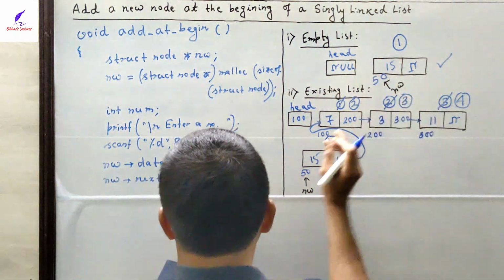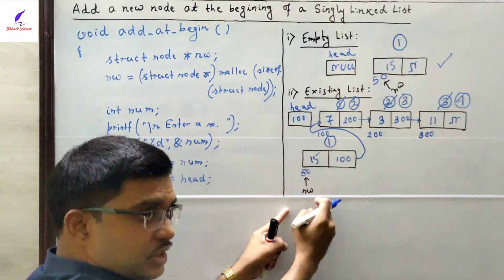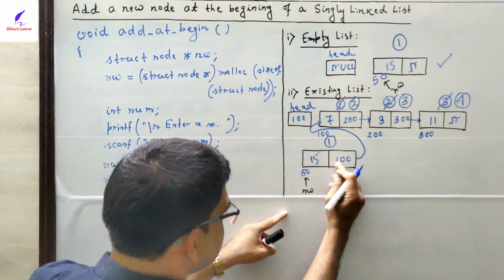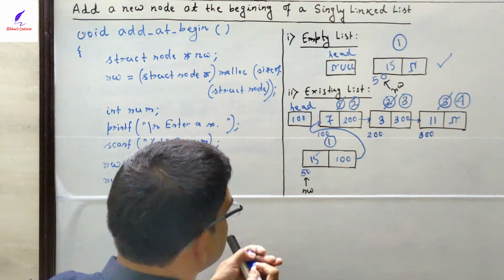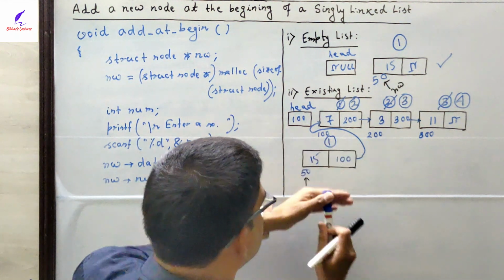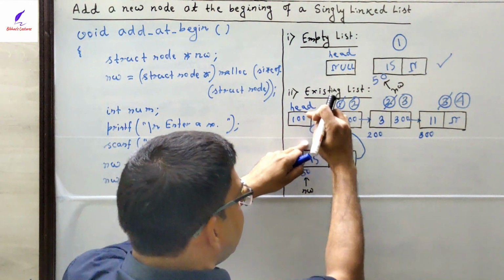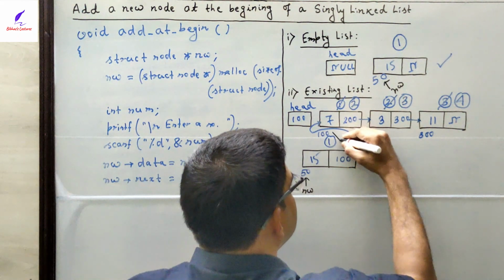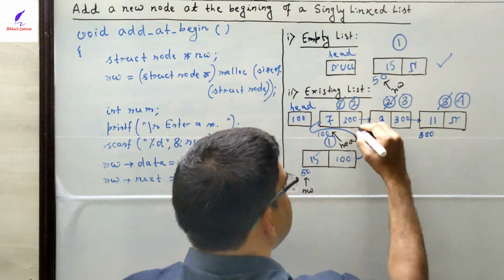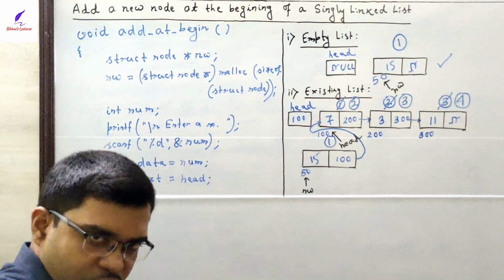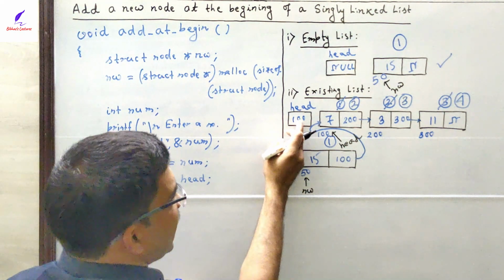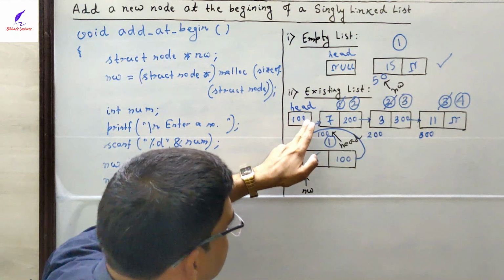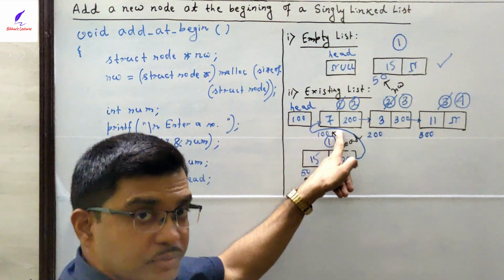Now we have to check, will the same syntax also work for the existing list? We are checking. So NW arrow next is the part where you have stored 100. Now my dear students, you check that before inserting this node, 100 was the content of head, and 100 was the first node. So can we not say that this 100 was being pointed to by the head pointer, because head is the pointer containing 100, the address of the first node. So before inserting this node, the content of head was 100. That means head was pointing to the previous first node.